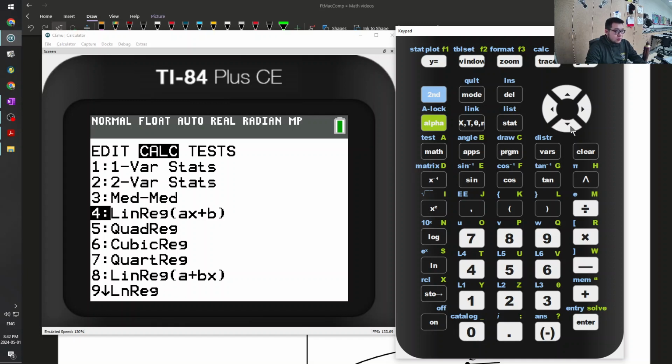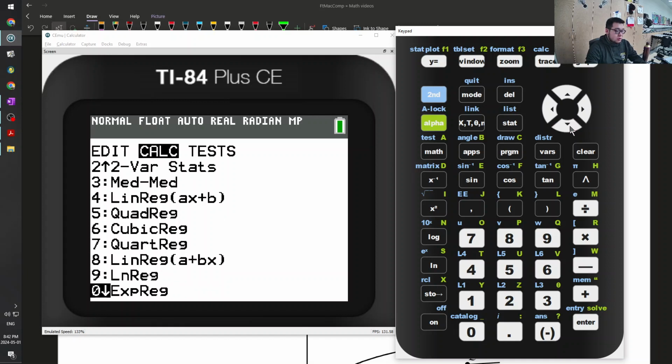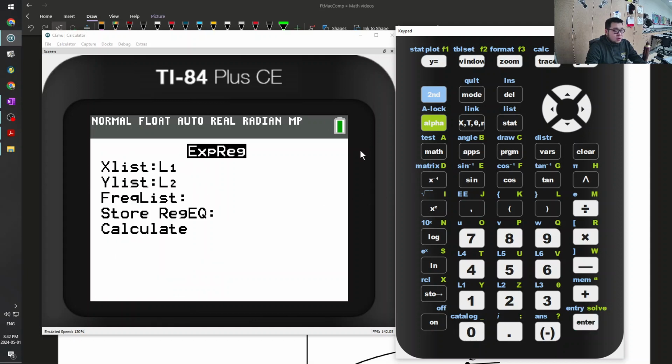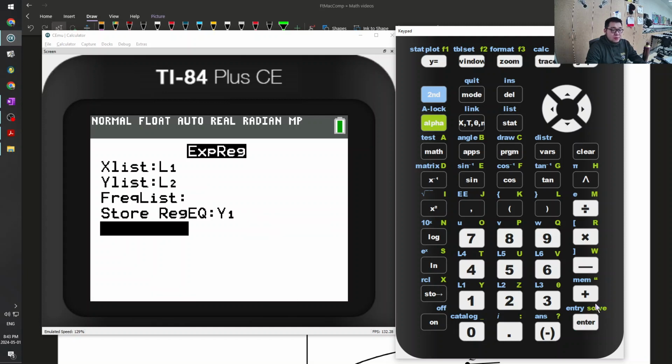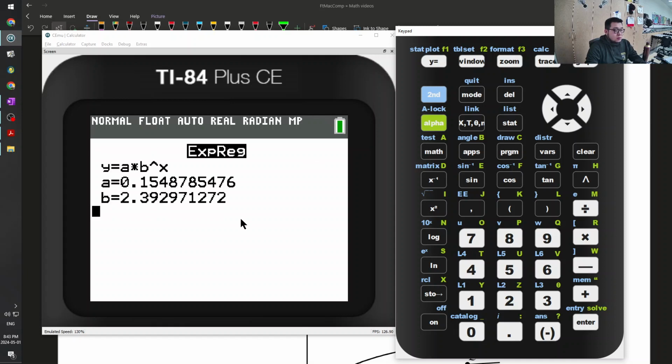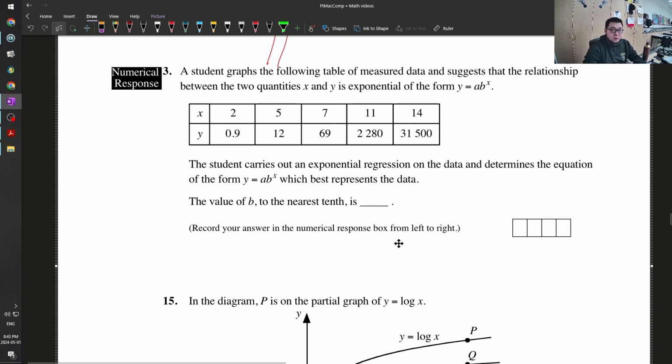Exponential exp reg, which is 0. Okay. X1 is list 1, X2 y is list 2, no frequency list. Store the equation into y1, then calculate. Okay, so B is equal to 2.39. So they want us to round to the nearest tenth, so 2.39 will round to 2.4.